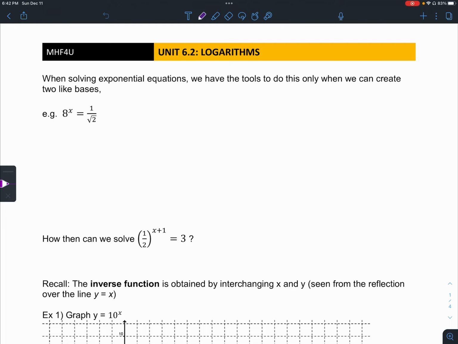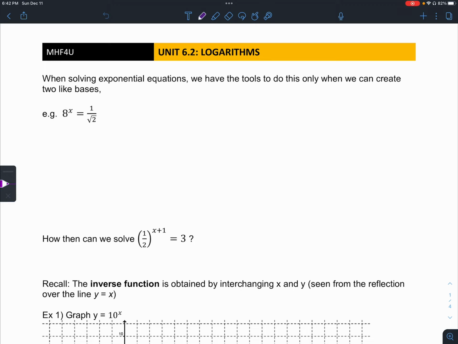So last class we started talking about what logarithmic functions are. Recall that logarithmic functions are inverses of exponential functions. So in this lesson we're going to talk about logarithms in more detail, and we're also going to simplify expressions that involve logarithms.